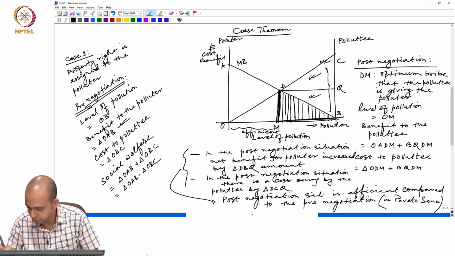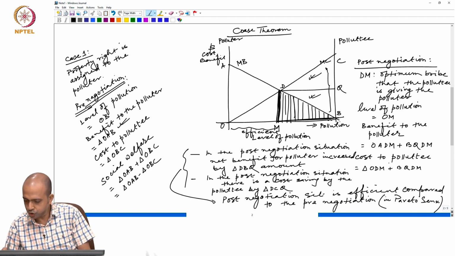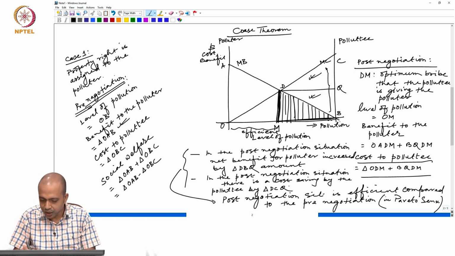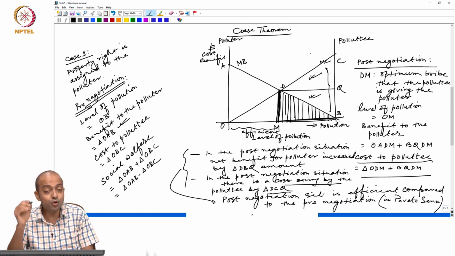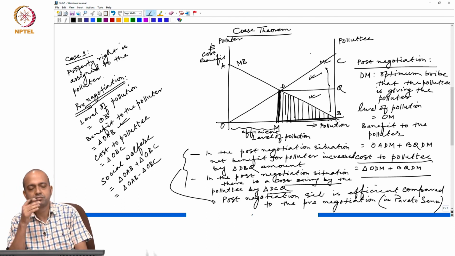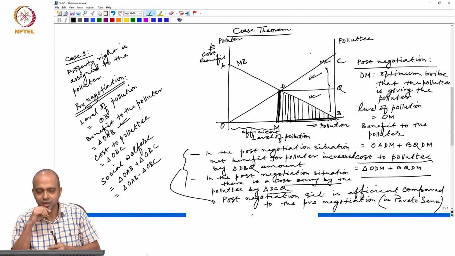No, sorry, benefit to the pollutee. Cost to the pollutee I have measured here. Look at this, ODM plus BQDM. So, I said that there is only a cost saving by DCQ, this amount. Earlier I was spending, let us say 100 rupees, now I am spending 50 rupees. So, that means there is no money coming in my pocket, rather there is a cost saving, benefit is there.